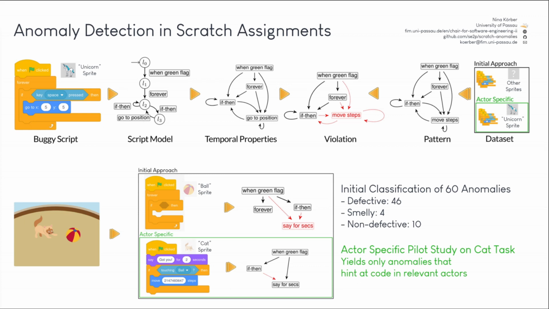Move a sprite whenever the space key is pressed. The script on the left of the poster is obviously wrong. It's using a go to position block instead of a move steps block. The sprite is put to the same position instead of being moved.